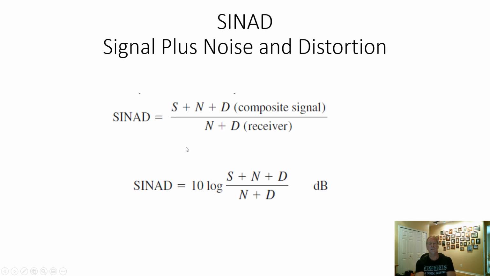Another way we look at noise, or express it, is along with noise and distortion. Sometimes you want both of those things. So we have signal plus noise plus distortion of the composite signal divided by the noise and distortion of the receiver. So this is what's coming in, S plus N plus D, of the composite signal. It's not perfect. It's got some signal, some noise, some distortion. But then you put it through the receiver and you get noise and distortion of the receiver. So SINAD, signal plus noise and distortion, is 10 log of signal plus noise and distortion, the numerator, divided by noise plus distortion, and that results in dB. This is pretty common in audio. We use this.